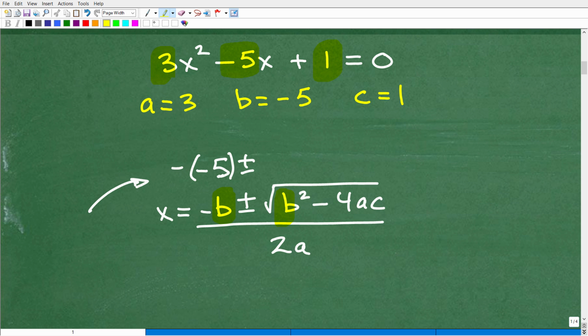All right, so here. Again, we have b squared, so that would be what? That would be negative 5 squared. Use parentheses. Now in here, I have this minus sign, okay? So this is 4, all right, times a, which is 3, times c, which is 1, okay? So I'm not going to solve this whole thing.